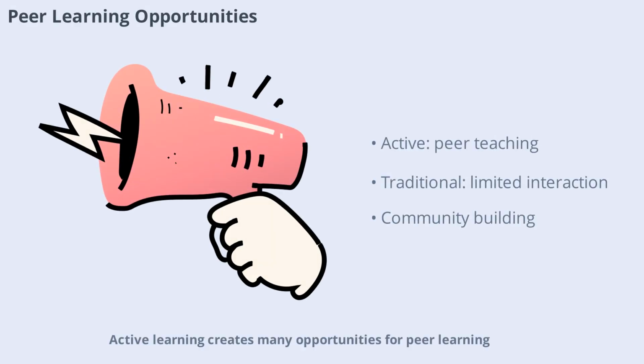Active learning creates many opportunities for peer learning where students teach and learn from each other. This can deepen understanding and build a sense of community. Traditional learning offers fewer chances for peer interaction, but study groups or partner work can still be incorporated. Encouraging peer learning benefits students academically and socially.